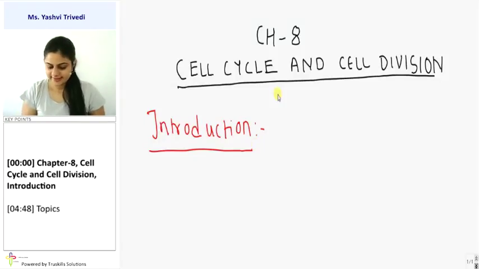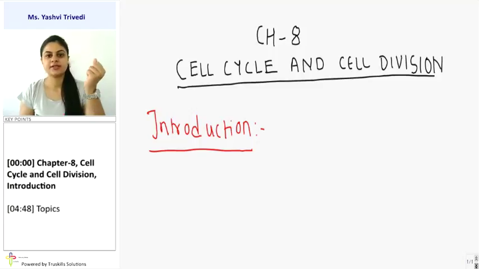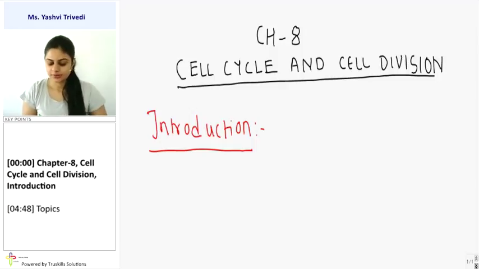Okay friends, now we are starting with chapter 8, which is cell cycle and cell division. First of all, let us see the introduction, a bit of a prefix of what we are going to study in this chapter. Now the chapter name is cell cycle and cell division. That is showing the two main processes that we are going to cover in this chapter.